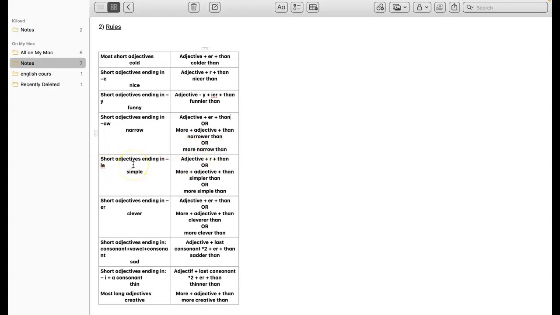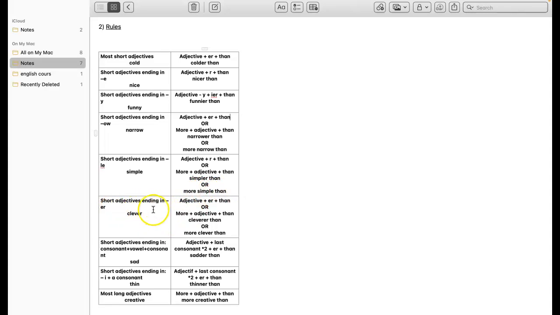Short adjectives ending in le, as simple. We take the adjective, and here the same rule as the adjective that ends with e. But the difference is that here we can use both, as if it was a short adjective or a long adjective, and it becomes simpler than or more simple than.